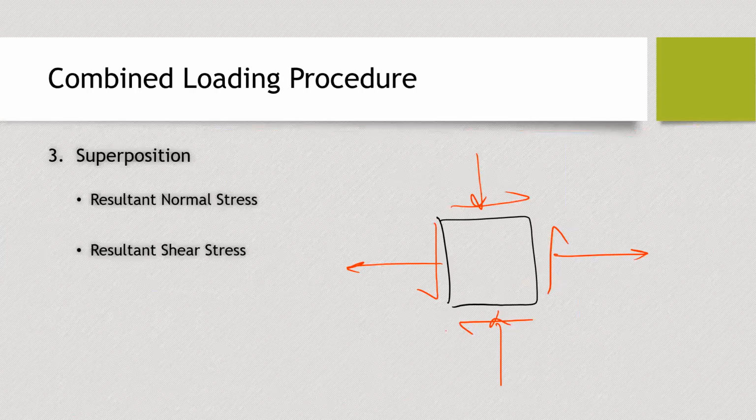But it's important that you don't add things that aren't in the same direction. So if it's a normal stress in the X, it only gets added to other normal stresses in the X. You never add X and Y stresses together. Same thing with shear. You never add a shear stress to a normal stress. You can think of them as being completely orthogonal. You don't ever want to mix them together.